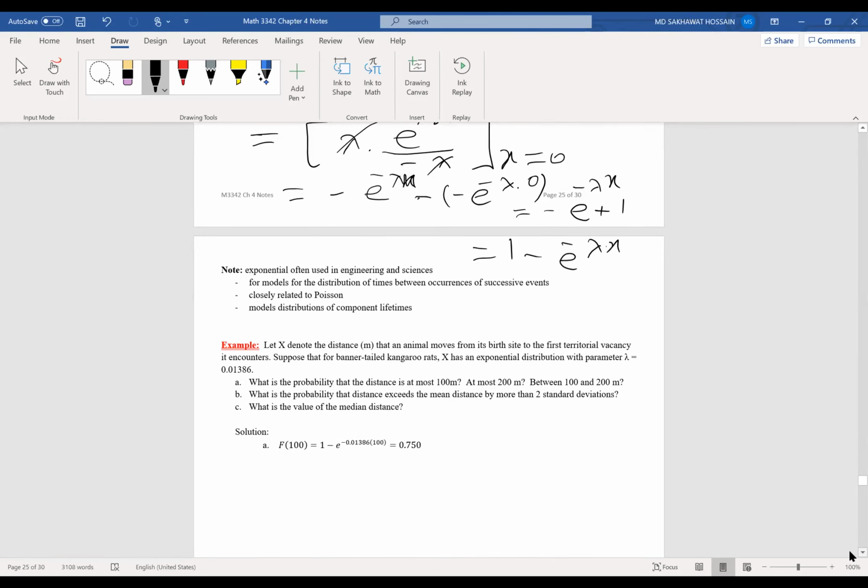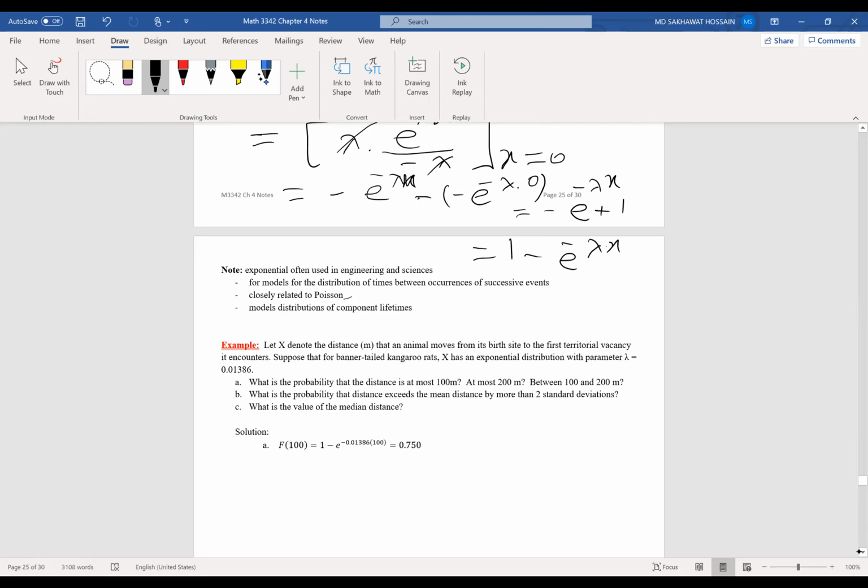The exponential function is often used in engineering and science problems to model the distribution of times between occurrences of successive events. It is a kind of waiting time distribution. It is close to the Poisson distribution, but the only difference is that the Poisson distribution is discrete and the exponential is continuous. But both of them are waiting time distributions.